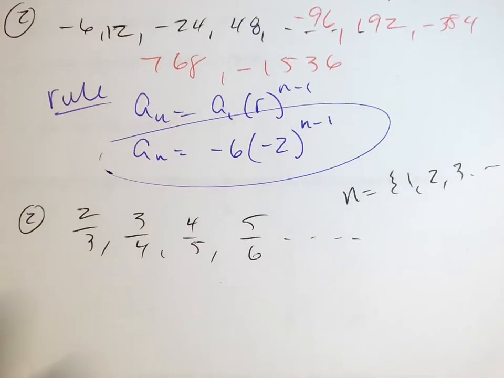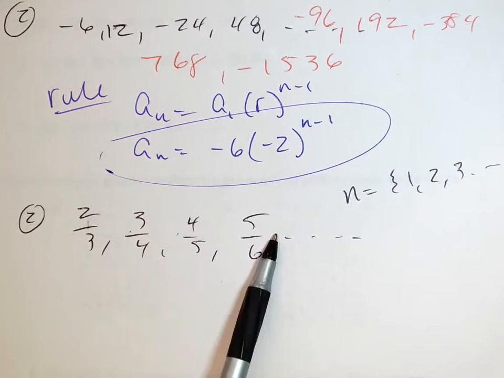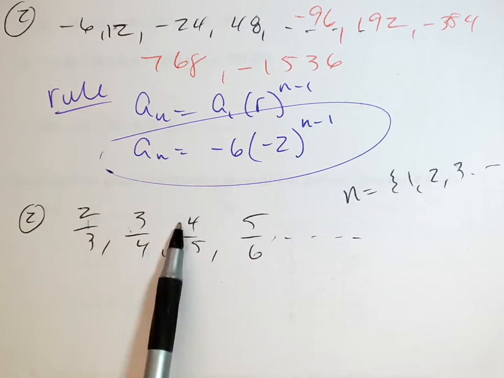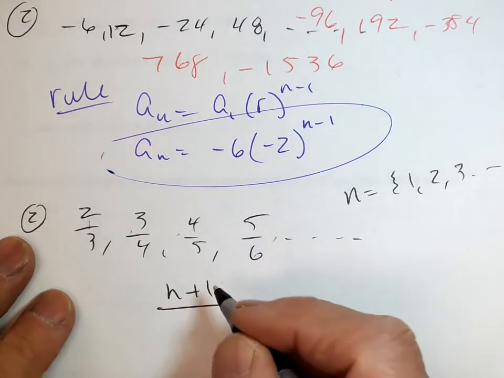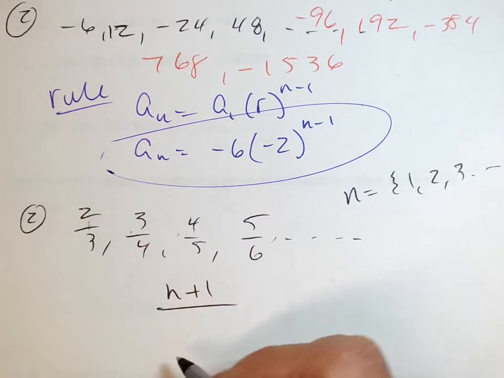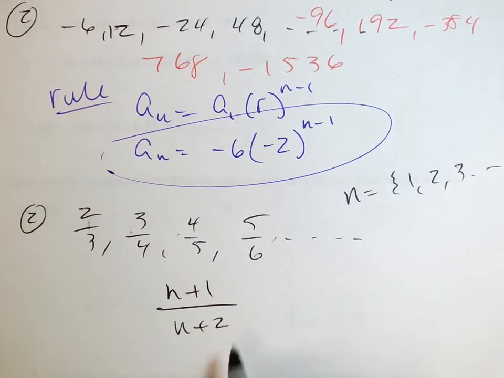So take a look at what's going on. I don't have 1, 2, 3, 4, but I've got 2, 3, 4, 5. So as a rule, I've got n plus 1 on top. And on the bottom, I'm going to have n plus 2.